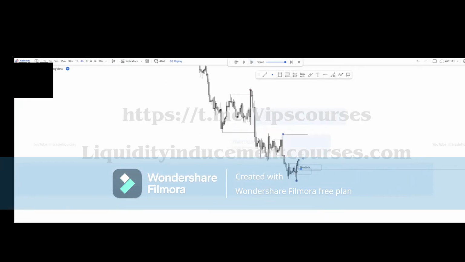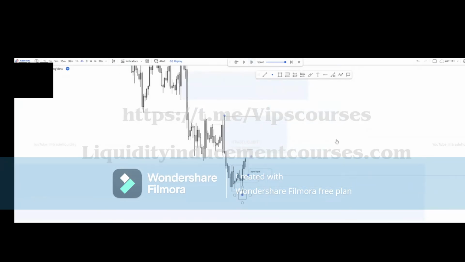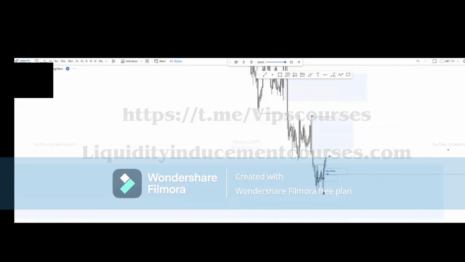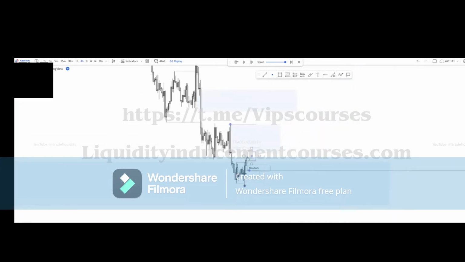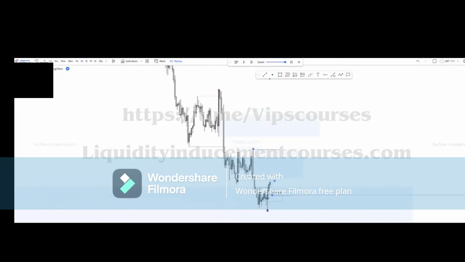So, okay, here we have our QM. We now have our strong low. On this current range it'll be a strong low, but from the higher time frame range, which is from here to here, it's considered a weak low.